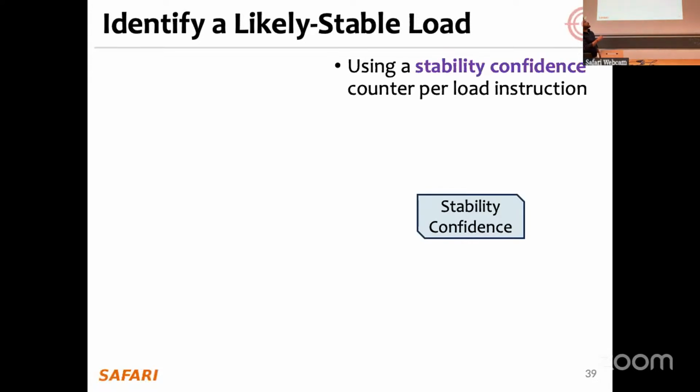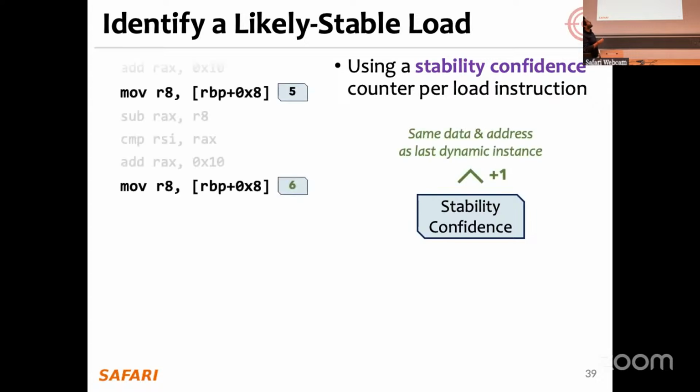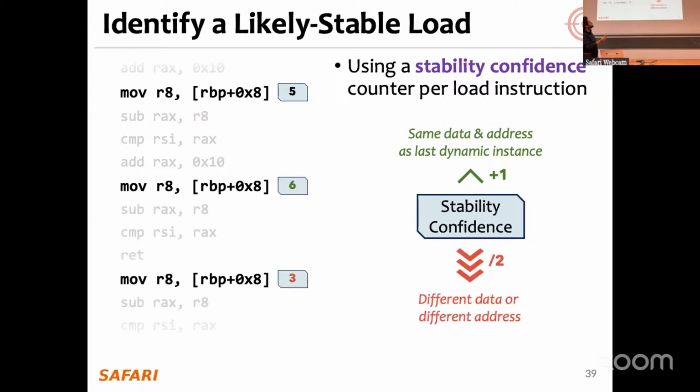So for the identification process, it's a simple stability confidence mechanism. Whenever the current instance is fetching the same data from the same address as the previous instance, you simply increment the counter. Whenever the value is different or the address is different, you halve the counter. So that's an arithmetic increase, geometric decrease sort of confidence mechanism.